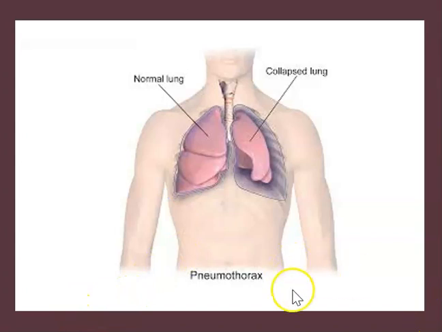A pneumothorax, that's when you're going to have an accumulation of air in the pleural space. This can be caused from a couple different things. So there's a spontaneous pneumo. Sometimes it's caused by trauma, lung disease, or iatrogenic. That's going to be caused by a thoracentesis.